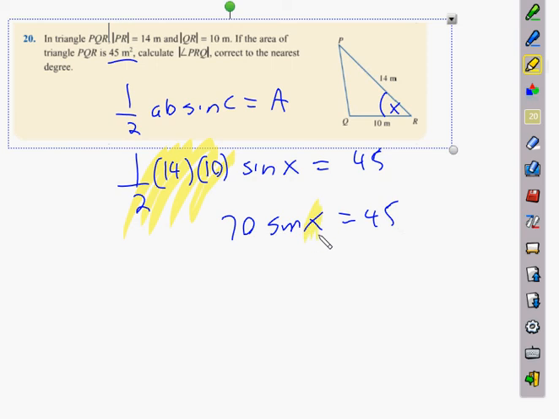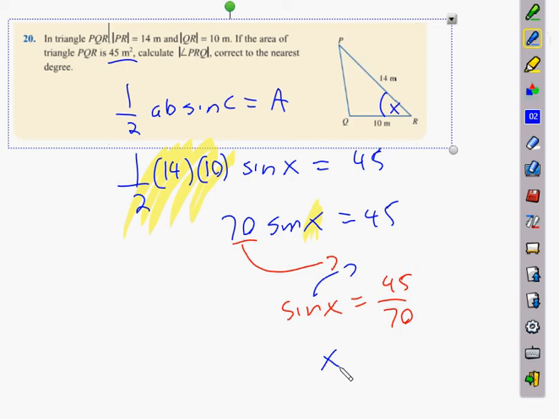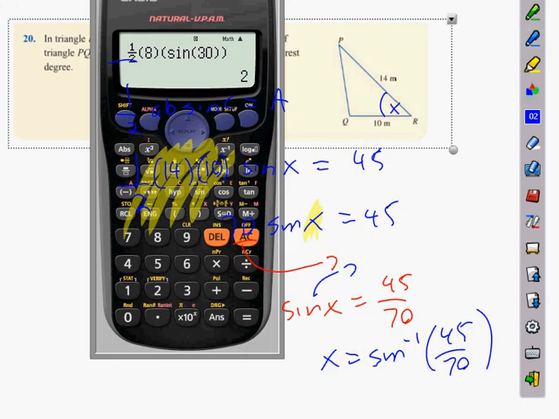So what has to leave first? Just the 70 starting off, okay? Sine X equals 45 divided by 70. What's the only way to separate sine and X from each other? You bring the sine over now. There's a special button for it though? Sine inverse. 45 over 70. Then you just put that in the calculator.